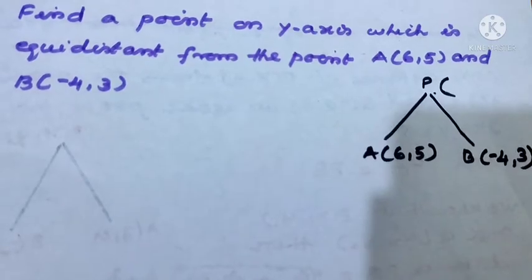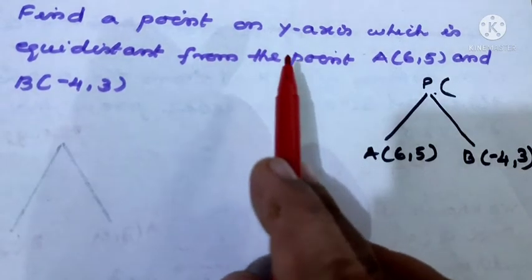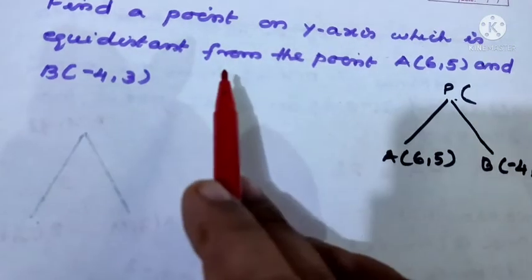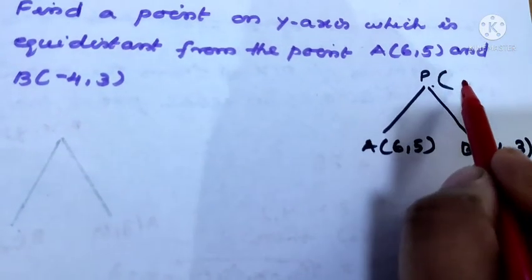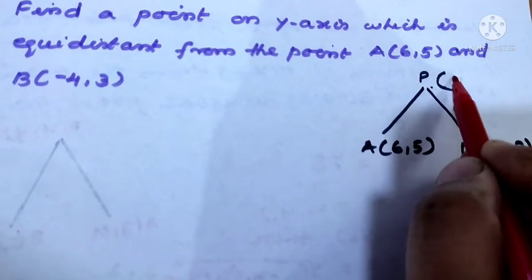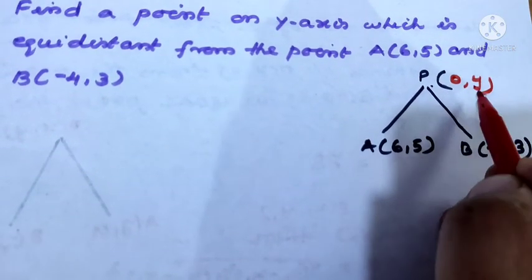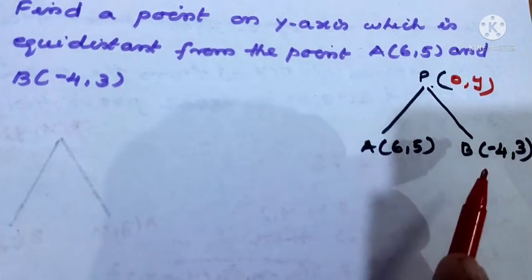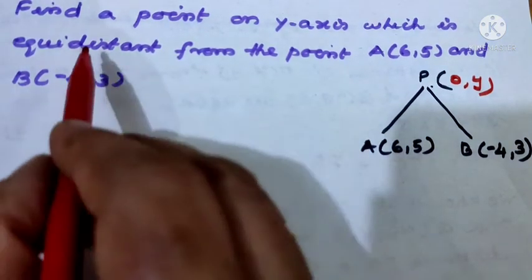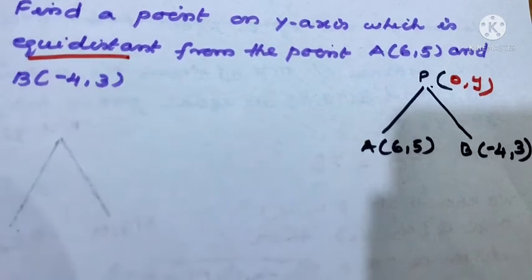Similar question, but this time it is changed to the y-axis. Find a point on the y-axis which is equidistant from the points A(6, 5) and B(minus 4, 3). This time I have already done the draft diagram for you. What is the format for a y-axis point? 0 comma y. This is the change. Now according to the question, PA and PB are equal. It is a similar question only. The word equidistant is clearly written.